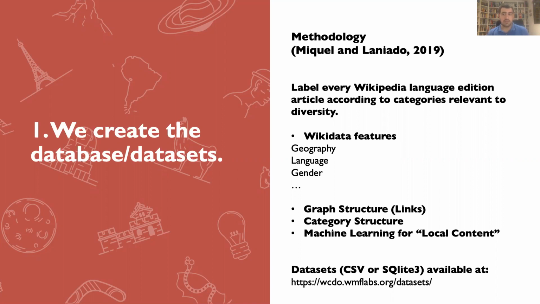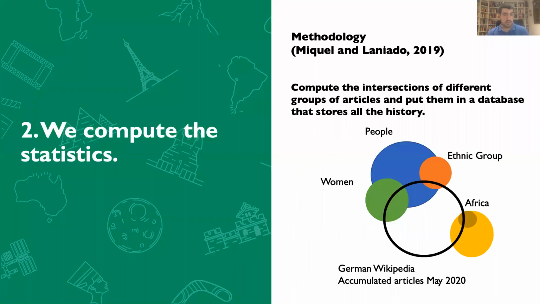Some features are straightforward because we can obtain them through Wikidata, and some others we need to use the category graphs or the linear structure of Wikipedia in order to find the semantic relations between articles. Finally, we put them into this database, which is available as CSV or as SQLite to download. And this database is fundamental for the second step, to compute the statistics.